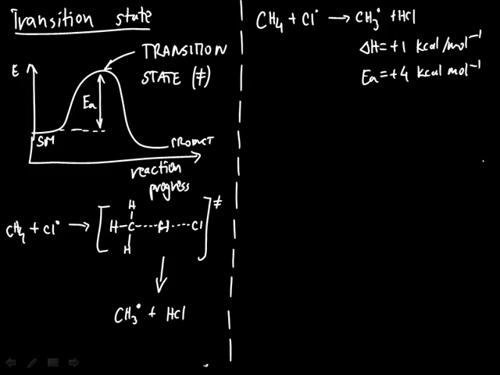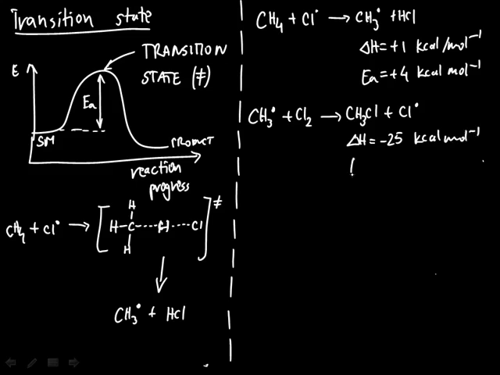The second step is the reaction of this methyl radical with another molecule of chlorine. And this reaction gives us the second product of the reaction, methyl chloride, plus Cl radical, which re-enters the chain. And delta H in this case is very favorable, minus 25 kilocalories per mole, while the activation energy is also lower, it's just plus 1 kilocalorie per mole.